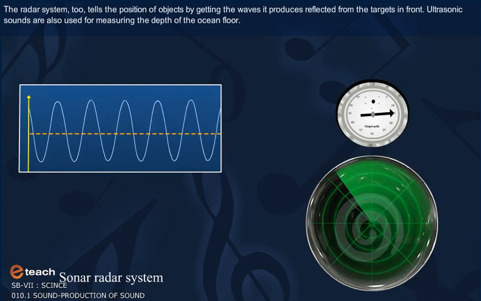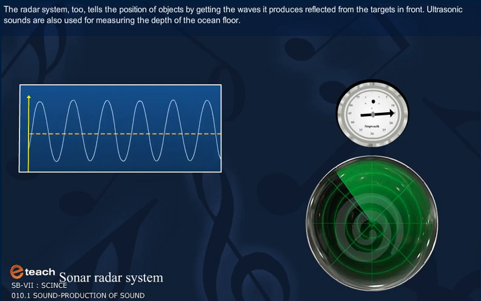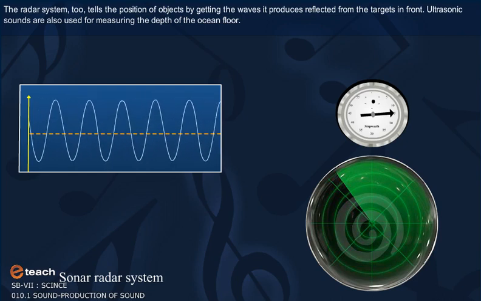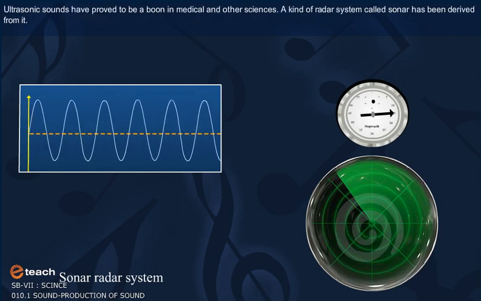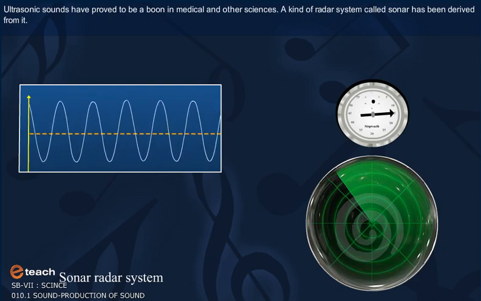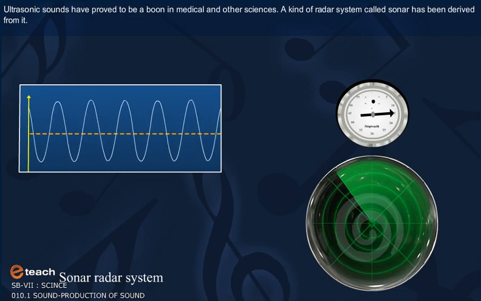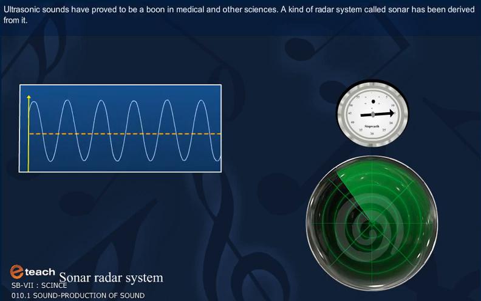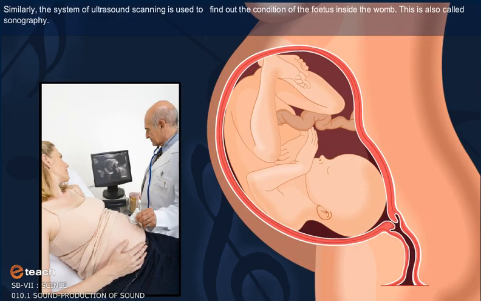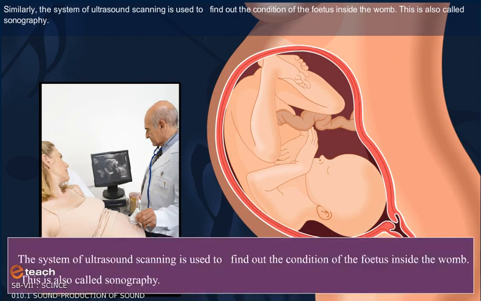Ultrasonic sounds are also used for measuring the depth of the ocean floor. Ultrasonic sounds have proved to be a boon in medical and other sciences. A kind of radar system called sonar has been derived from it. Similarly, the system of ultrasound scanning is used to find out the condition of the fetus inside the womb. This is also called sonography.